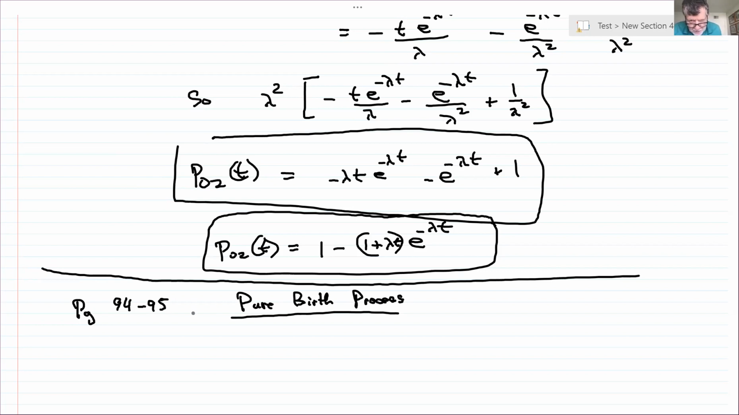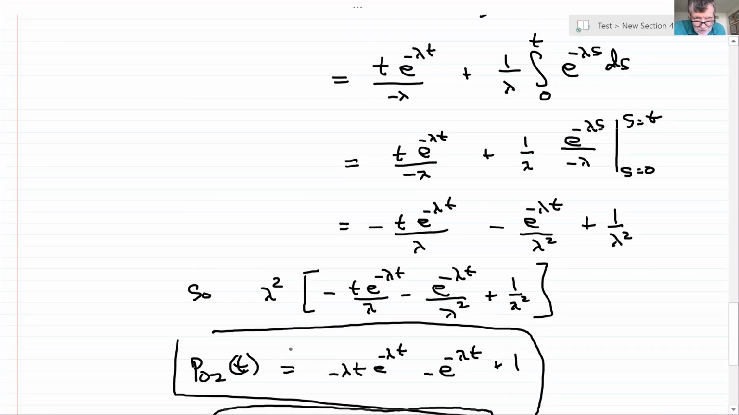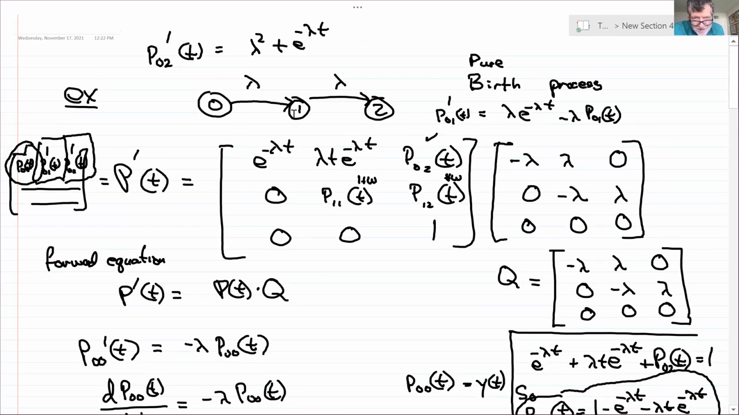He's doing this 0, 1, 2, 3, going on forever. The state space for him is 0, 1, 2, 3, etc. The rates going up are all lambda. Okay, so he's doing that guy. Okay, what are we doing? Sort of a baby version of that guy. We're doing this guy. We just have 3 states.